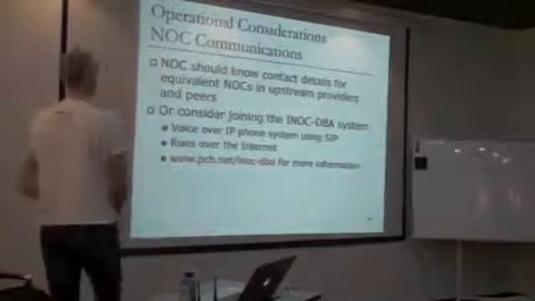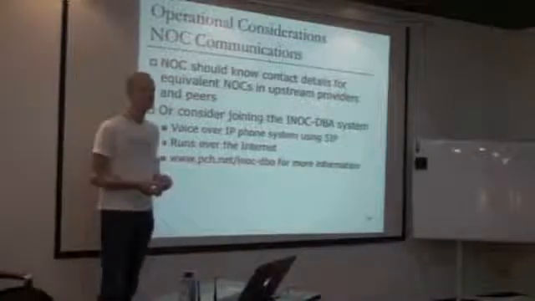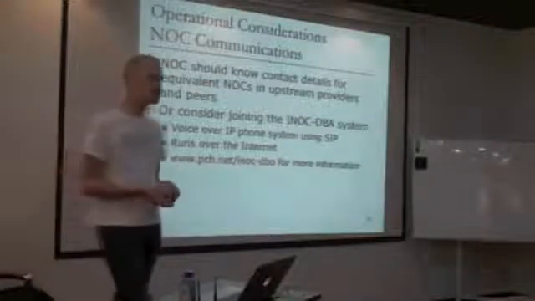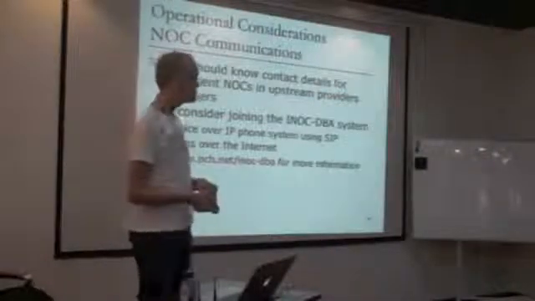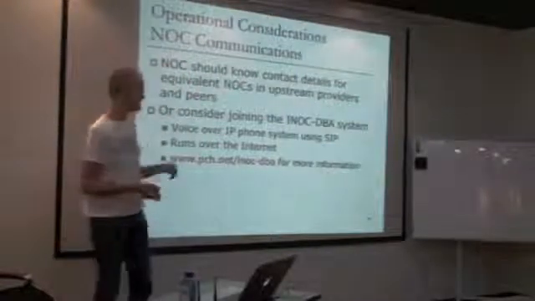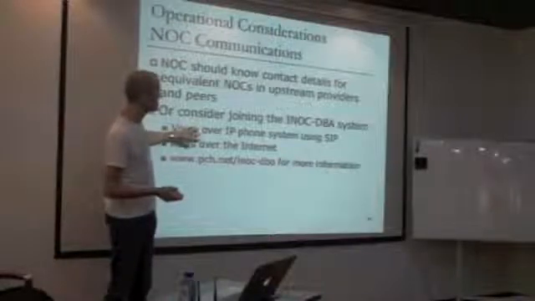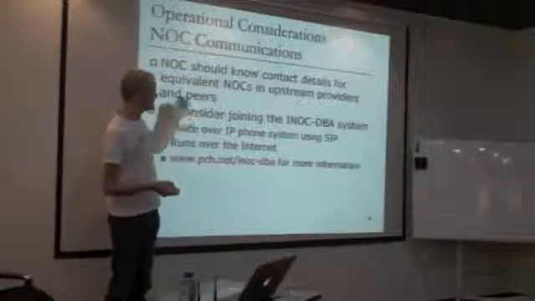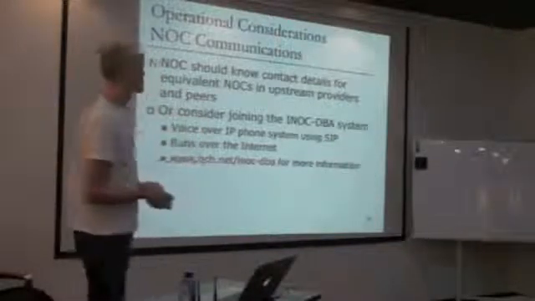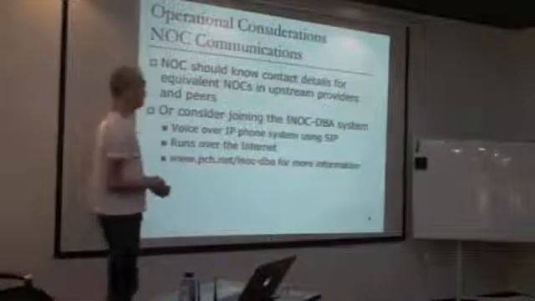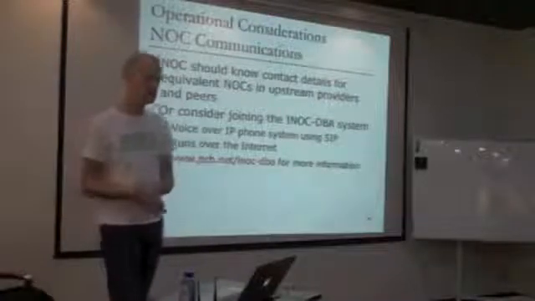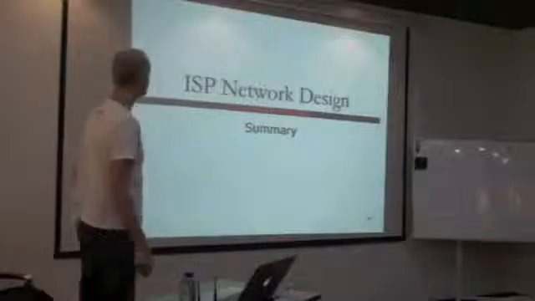Communications with the NOC. You need to know the contact details for NOCs in your upstream provider. Right, so your Network Operations Center has to have very good relations with your upstream. If you don't have good relations with your upstream, you cannot fix anything. There is a telephone system, voice over IP, called the INOC DBA. You can use that. Some people are using that one. Only network operations centers can use that system. So at least if you make phone calls on that, you know somebody's going to answer and is going to be a network engineer.